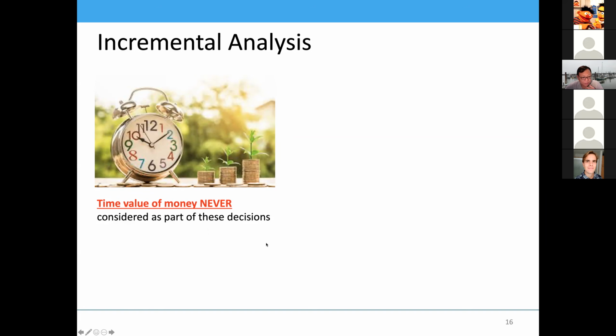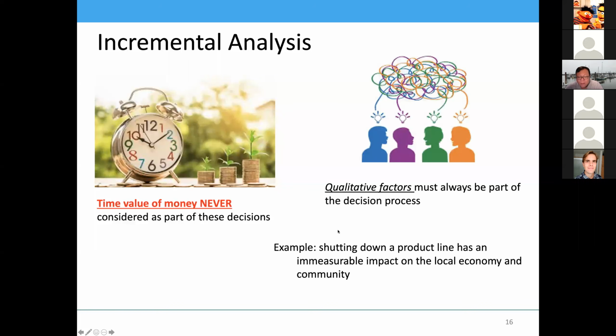Okay, so if you take a finance course, you're going to learn about this. And also, as I mentioned, qualitative factors must always be part of the decision-making process. If you don't have the time to walk dogs, then it makes more sense to have a smaller dog that does not require that much walking, right?